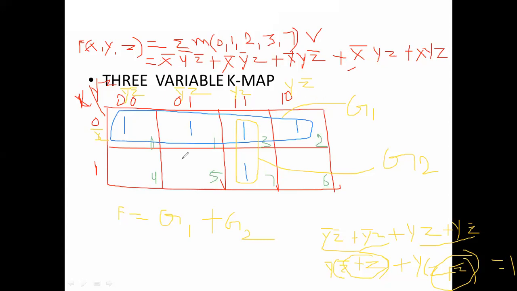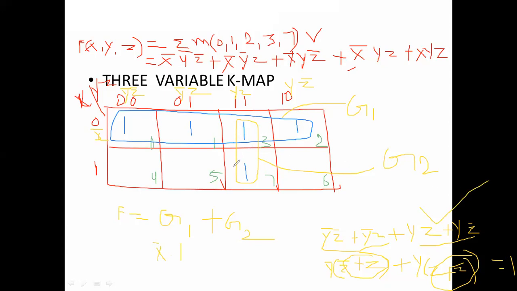That's why for the first group, the x value is x bar. What about the yz values? 1. Okay, why are we taking 1? Here all the combinations are covered by this.